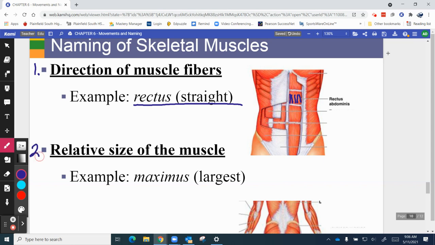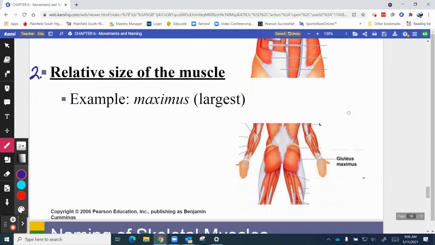We can do it by size. All right. We have maximus and minimus. So maximus is large, minimus is small. So you have a glute max. This is the glute minimus here.